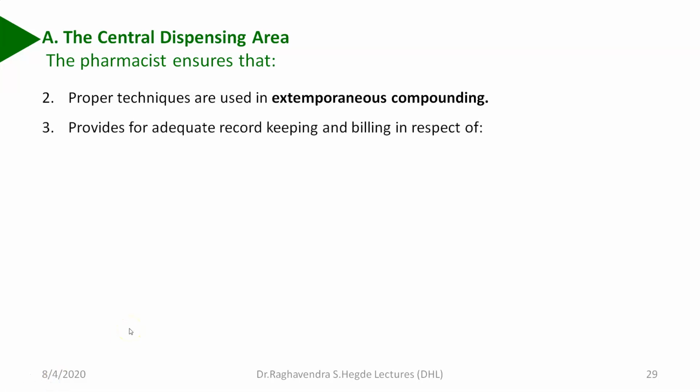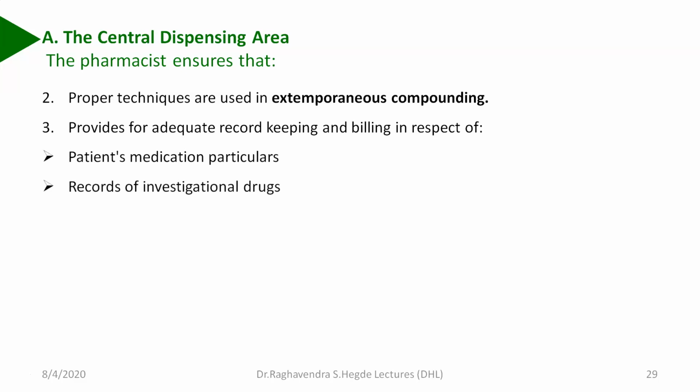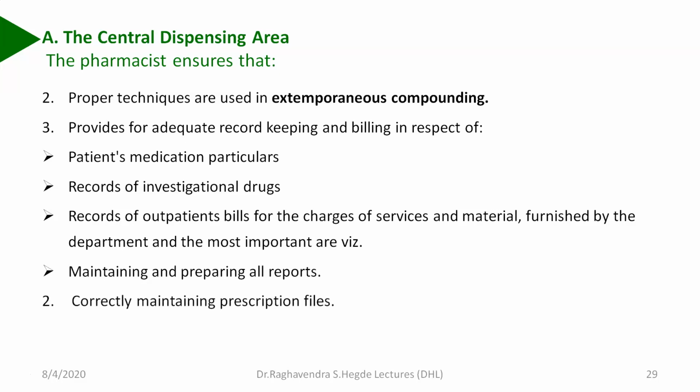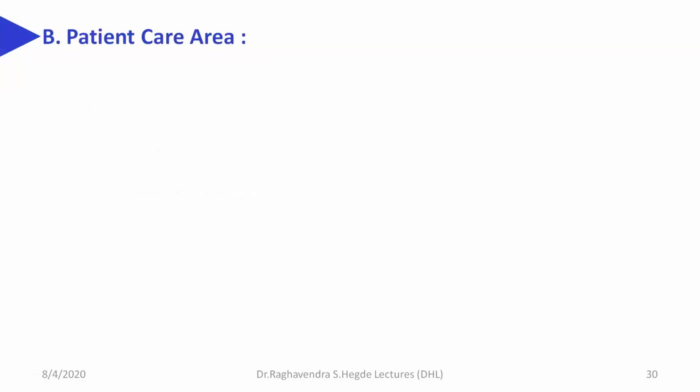Provides for adequate record keeping and billing in respect of patient's medication particulars, records of investigational drugs. Same thing as we have seen in the indoor patient responsibilities. Records of outpatient bills for the charge of services and material furnished by the department, and the most important, maintenance and preparation of all reports, correctly maintaining prescription files. Keep the outdoor pharmacy in a neat and tidy manner.